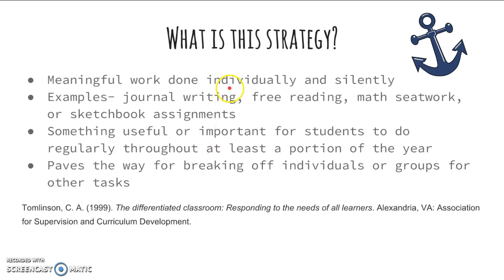It's important that it's individual and silent so that the environment in your classroom is calm and quiet and you are able to pull out kids and work with them. Some examples of anchor activities are journal writing, free reading, math seat work, or sketchbook assignments. These need to be something useful or important for students to do regularly throughout the year, for at least a portion of the year anyway.